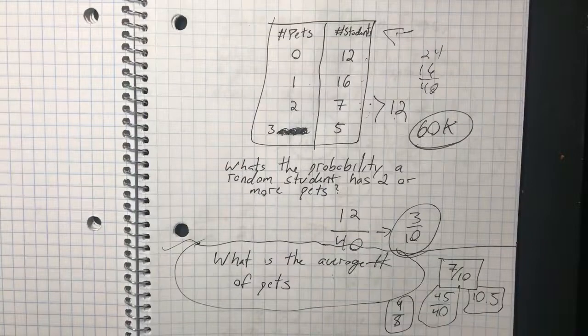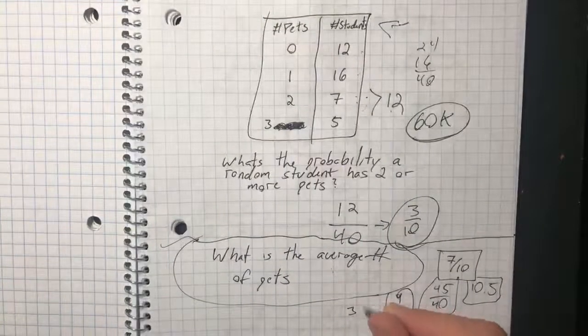6 pets. 3.5. 3.5. 6 out of 40 or 3 out of 20? Okay, I'll take that. 3 out of 20.